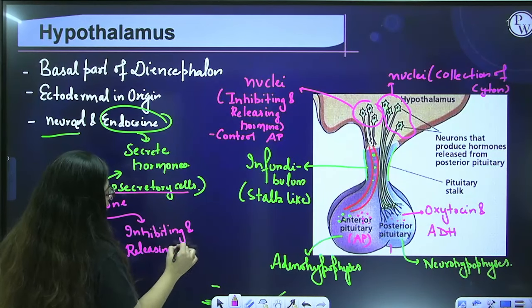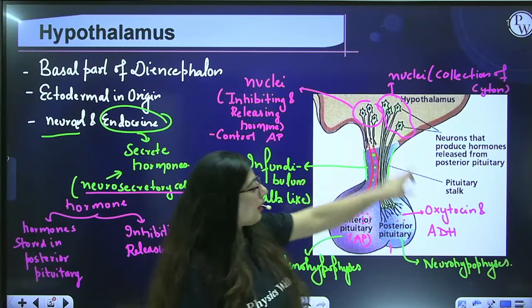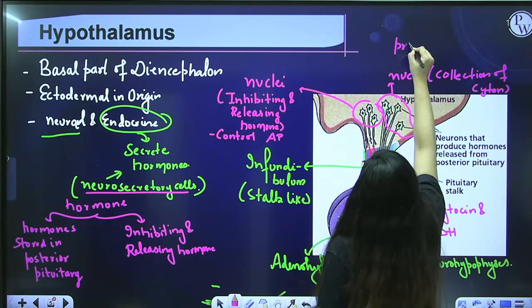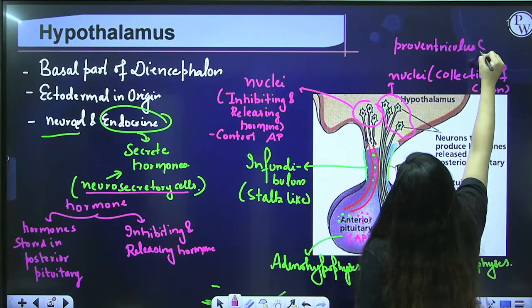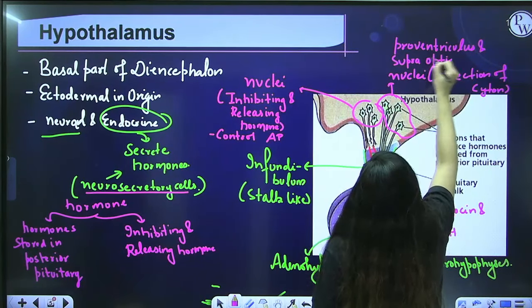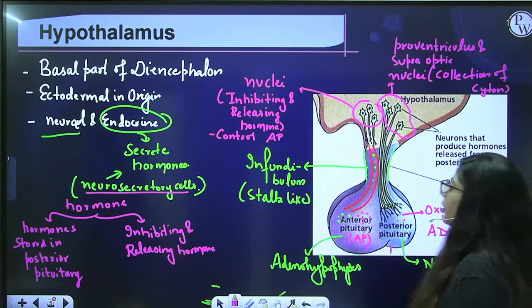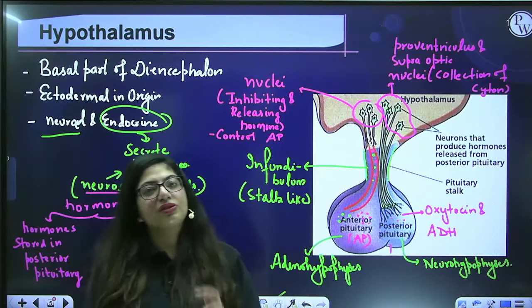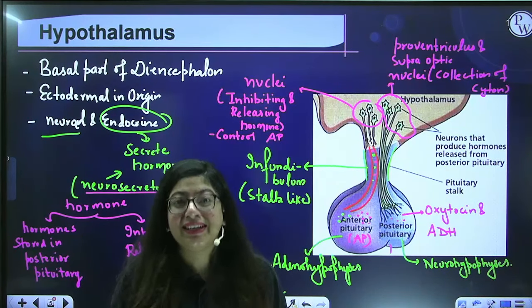Inhibiting and releasing hormones. Okay. Now, what are the names of the nuclei that secrete oxytocin and ADH? These nuclei also have names: paraventricular and supraoptic. Oxytocin is secreted by the paraventricular nucleus, and the supraoptic nucleus releases ADH. So these are two different collections of nuclei. Yes, in your brain a number of nuclei are present, and yes, they have been named as well.